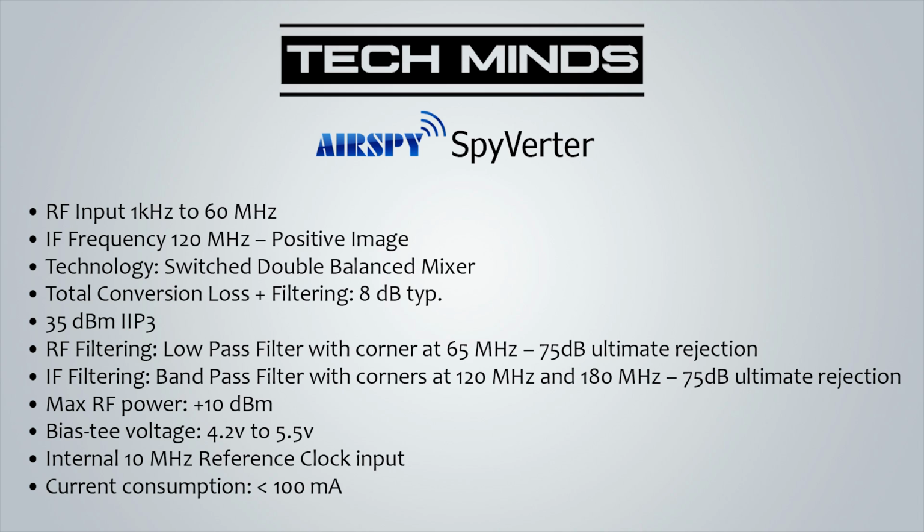So first off, the Spyverter uses a switch mode double balance mixer that translates the entire HF spectrum to the VHF band between 120 and 180 MHz. This then allows a reception from 1 kHz all the way up to 60 MHz. So the IF frequency is 120 MHz, which is slightly different from the normal 125 MHz IF that we've seen in other upconverters. Now the Spyverter itself can be powered from an SDR bias T output, which is normally between 4.2 and 5.5 volts. However, if you're using it with an SDR receiver that doesn't provide bias T, there is also a USB socket on the Spyverter so that it can be powered via USB.